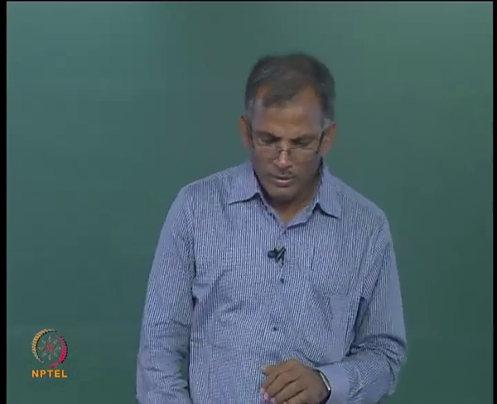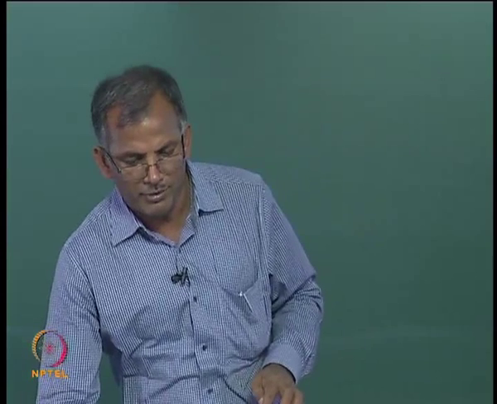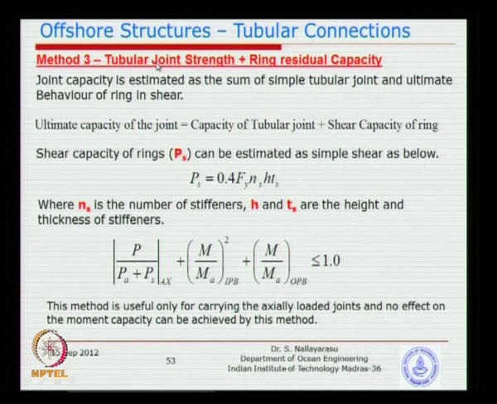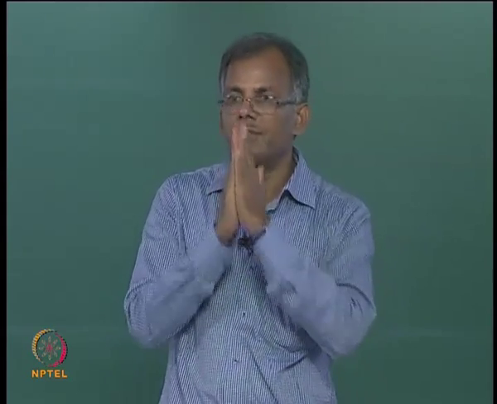The third one is a very simple one, tubular joint strength, which we have learned for the last few classes, plus the capacity of the ring. The capacity of the ring is calculated as the simple shear capacity. That means if you cut the stiffener across, the vertical, or so-called web of the stiffener, will be active in taking the shear.